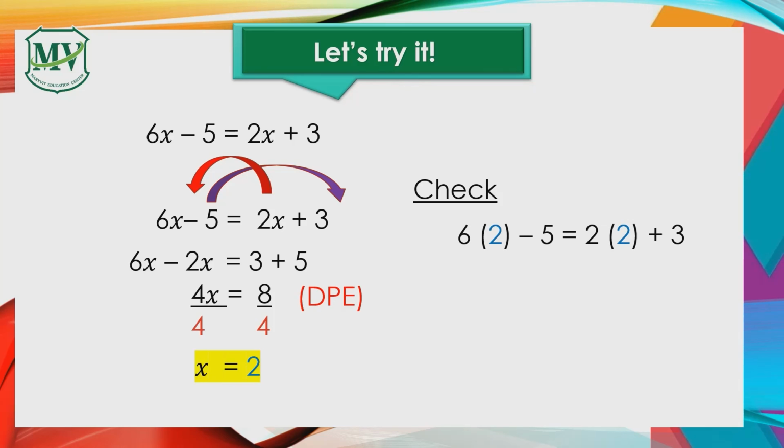So 6 times 2 minus 5 is equal to 2 times 2 plus 3. Perform the multiplication first. 6 times 2 is equal to 12 minus 5. 2 times 2 is equal to 4 plus 3. 12 minus 5 is equal to 7. 4 plus 3 is equal to 7.